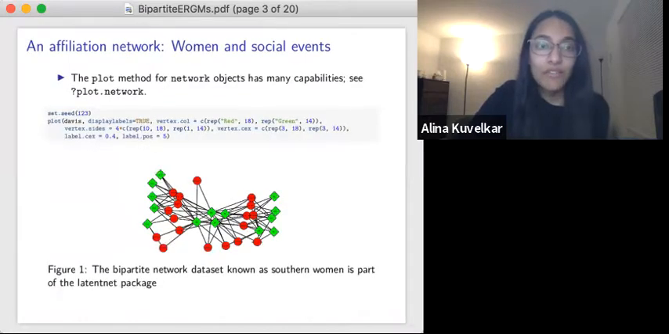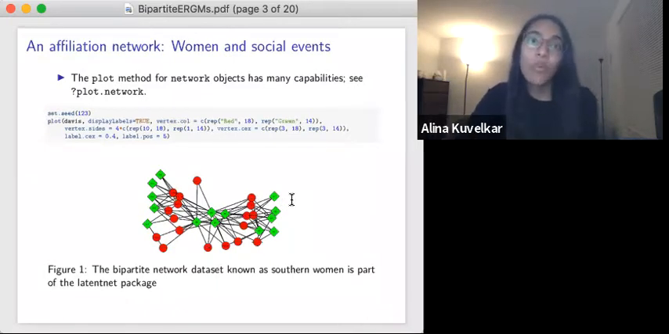We can view a plot of the network using the plot function. We can also use the plot.network function. In this plot specifically, the red circular nodes represent women, and the green diamond-shaped nodes represent events. It's not very obvious from this plot, but edges only exist between the red nodes and the green nodes and not within them.